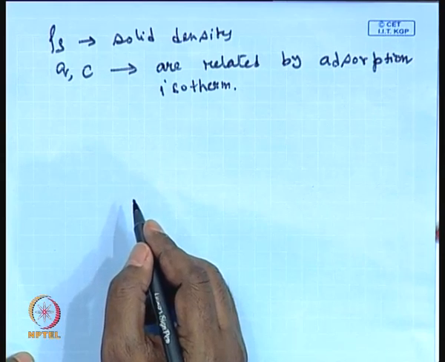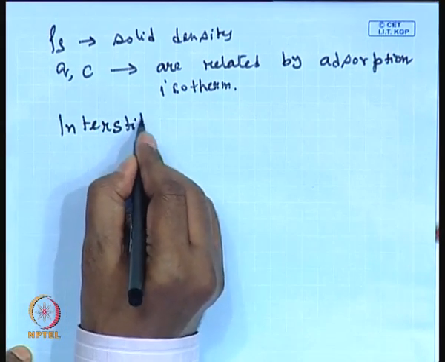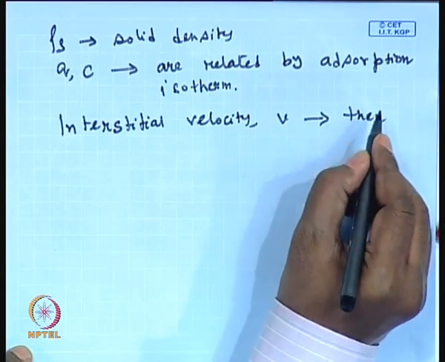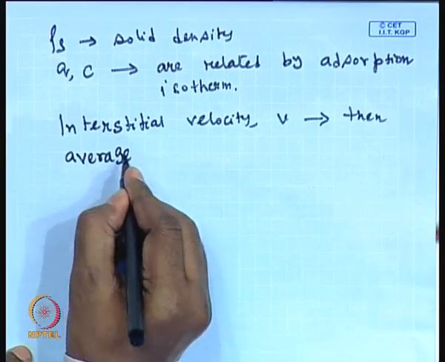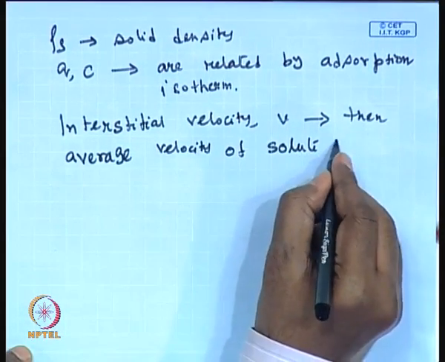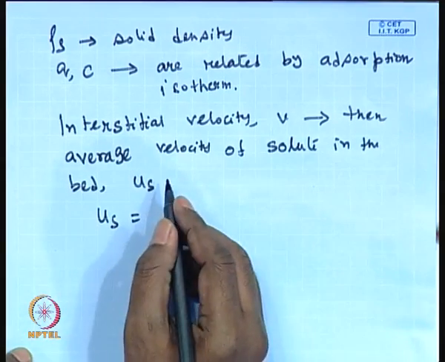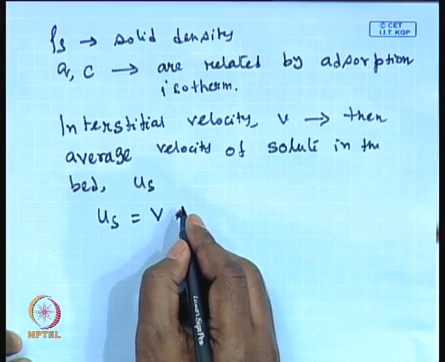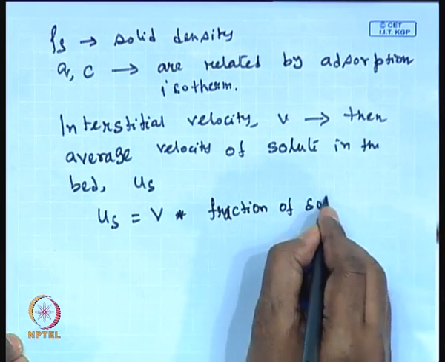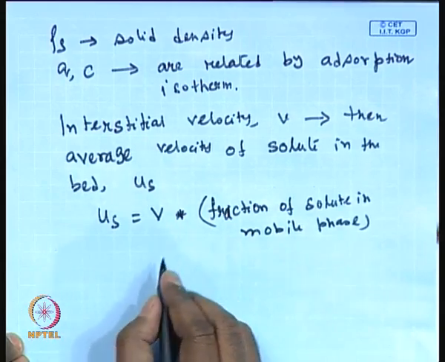Okay. Now, you are in a position to calculate the interstitial fluid velocity or average velocity. So, if you have interstitial velocity V, then the average velocity of solute in the bed is, let us say, US. And what is US? US is nothing but V multiplied by the fraction of solute in mobile phase. And what is the fraction of solute in mobile phase?